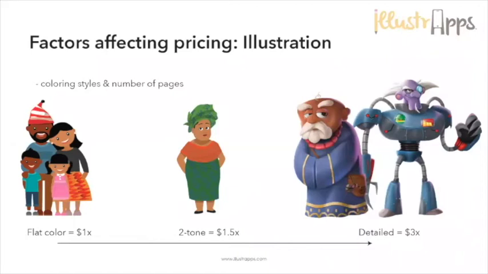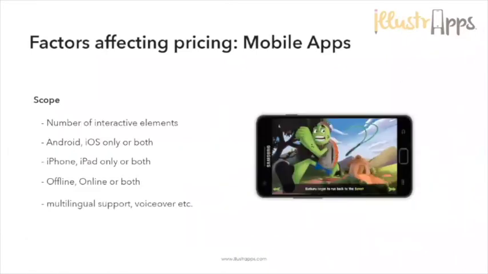When it comes to mobile apps, the key factor affecting pricing is actually the scope. By the scope I mean what exactly are we going to be working with? Because you can go as deep as you want when it comes to these mobile apps. You can decide on the number of interactive elements that you want. You can decide that every page will have an activity for your user to play around with. It could be that you can touch something and something will pop up. So that's what I mean by interactive elements.